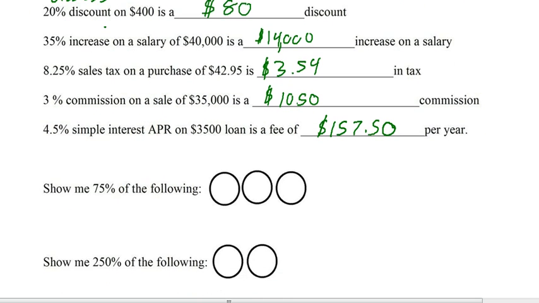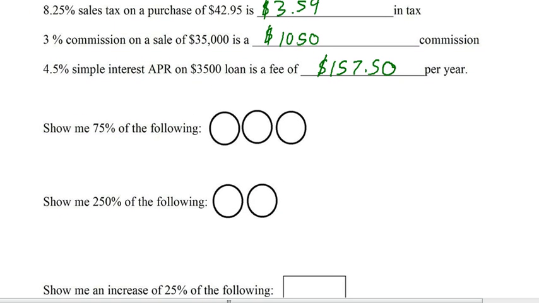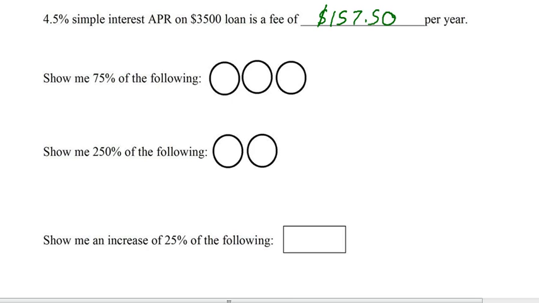Okay, so a little bit trickier now. Show me 75% of the following. Well, how do you do that? Well, if you know what 75% is, then you can just mark it. But if you don't, what you can do is take that percent and change it to a fraction like we did in the earlier video. And that's 3/4, which means if you take each of these, cut them into fourths, you're going to shade 3 out of every 4. So 1, 2, 3, 1, 2, 3, 1, 2, 3. And that would be 75% of the 3.